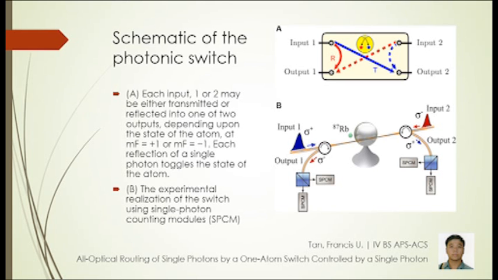In the blue state, a photon from the left gets transmitted to the right, and a photon from the right gets reflected back to the right and changes the state of the rubidium atom to red. We can see from figure B that information can be taken from the photonic switch with the use of SPCMs, or single photon counting modules, used to detect single photons leaving through output 1 and 2.